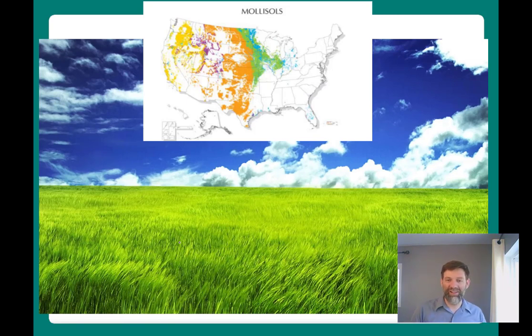This is a good mollisol landscape, and lots of mollisols in the U.S. Much of the Midwest are mollisols. A lot of our local soils, we have lots of mollisols on campus.